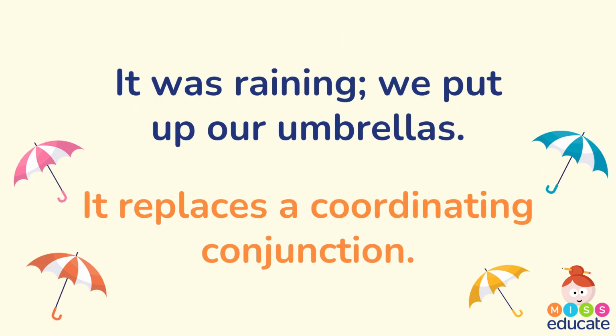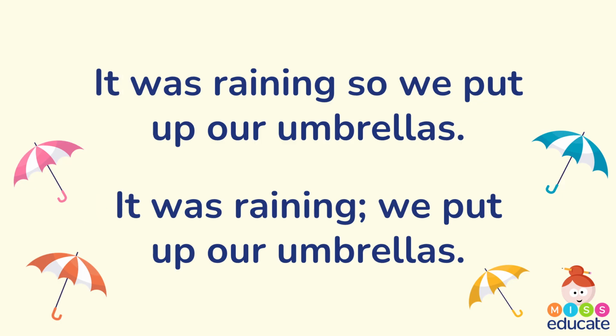Do you see where the semicolon is? It was raining; we put up our umbrellas. It replaces a coordinating conjunction. Those sentences could be, with a coordinating conjunction, it was raining, so we put up our umbrellas. The semicolon has replaced the so.